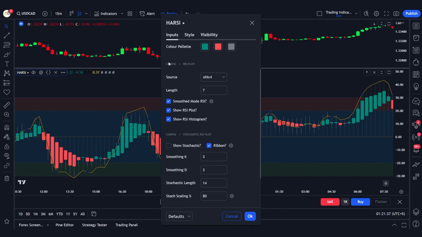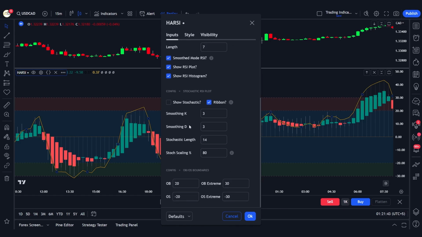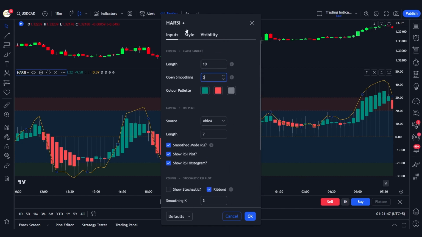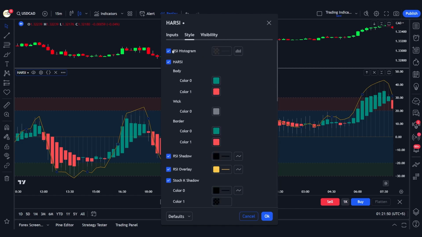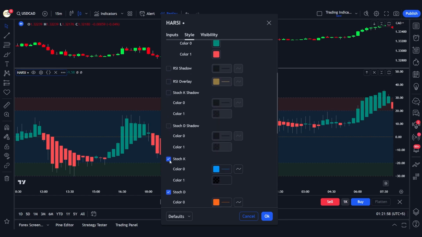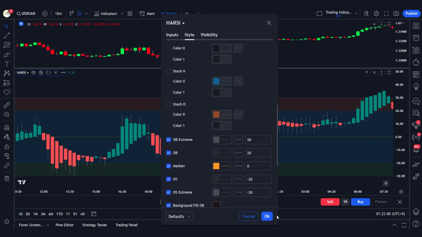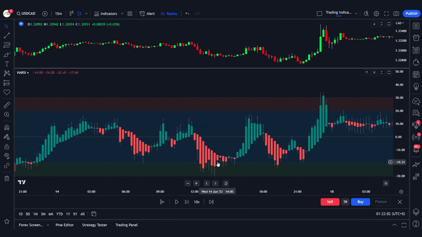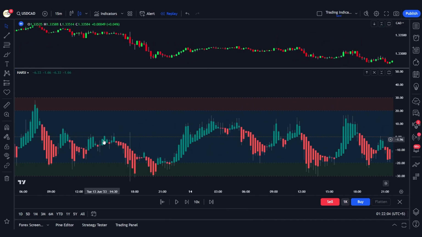And here we can see that there is another setting of RSI plot. We're not going to change this, but this is the RSI length that we can use for our indicator. And there are a bunch of other settings as well, but we're not going to mess with these. And inside here, we want to uncheck the RSI histogram and everything related to RSI shadow, RSI overlay, and all these lines as well. So once this is done, let's hit OK, and here we can see that we're getting this nice and clean Heiken Ashi chart.